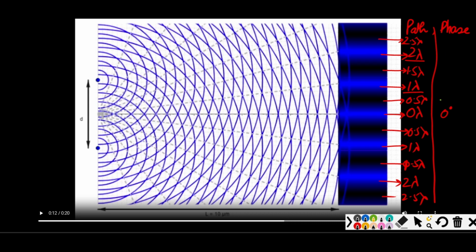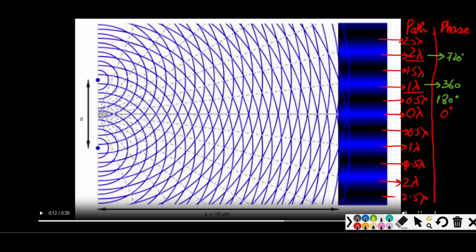So for the 0.5 factor, it will be 180 degrees. For the first constructive interference, this will be 360. And for the 2 lambda, this is actually going to be a times 2 factor. So this is going to become 360 multiplied by 2, which is 720 degrees. And of course, for the third one, it would have been a multiple of 3.